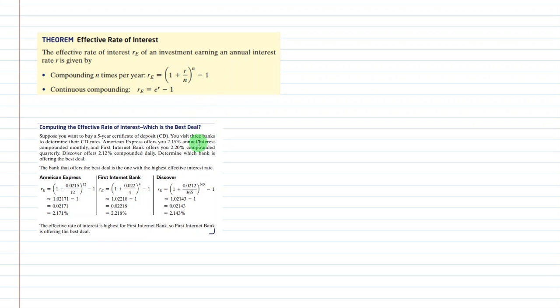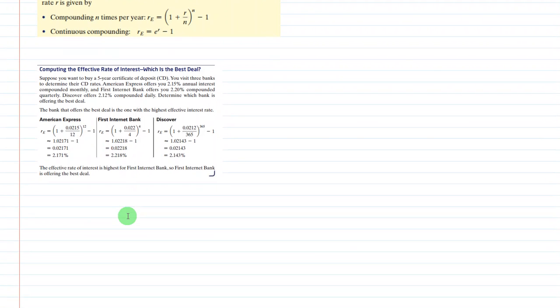Well, this is showing you an example. And banks are very close, but if you wanted to find out where the best deal was, you could use that to figure out their effective rate of interest. And you can see with American Express, we got this. First Internet Bank, we got this. And Discover, we had this. So you can see that this guy's going to give you the best interest. It's the highest rate. So we'll have a couple of problems on that.